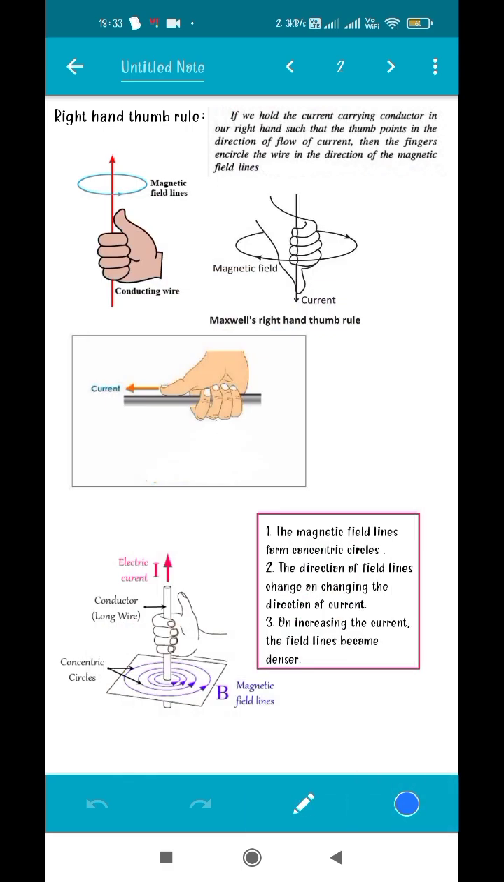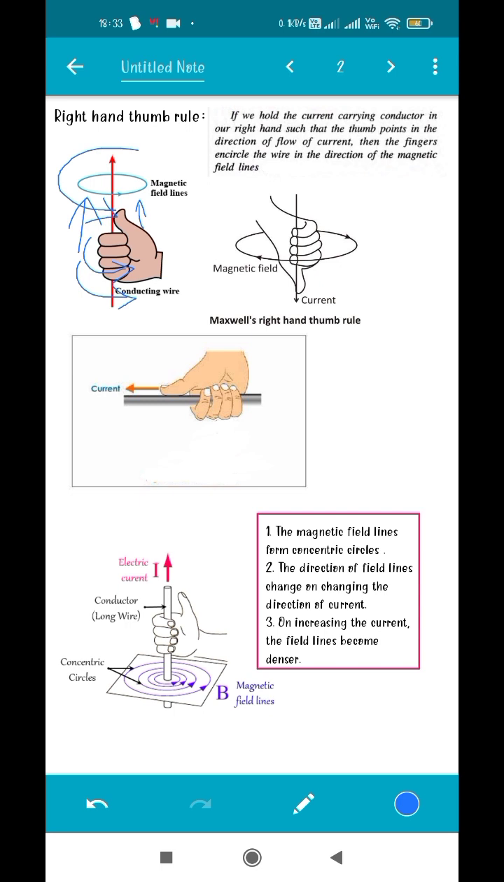So the current is in this particular direction. So his thumb is also in this direction. As you can see, his fingers are encircling the wire in this direction, isn't it? So the magnetic field lines are also in this direction. So the magnetic field lines will always be circular. You have studied about this in the lower classes.